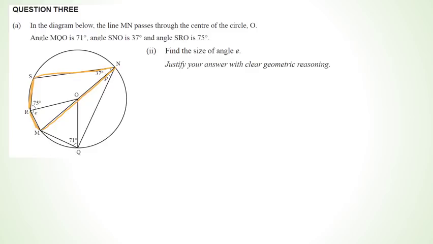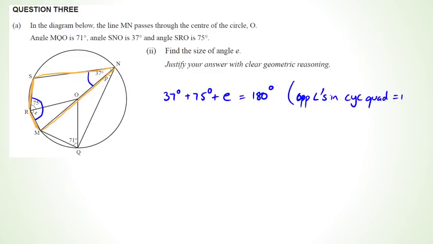We know that opposite angles in a cyclic quadrilateral add up to 180 degrees, and the opposite angles in this case are 37, 75 and E, so those must add up to 180 degrees. So 37 degrees plus 75 plus E equals 180 degrees. Rearranging, E equals 180 minus 75 minus 37, so E is equal to 68 degrees. For this, guys, you get a merit with the right reasons.